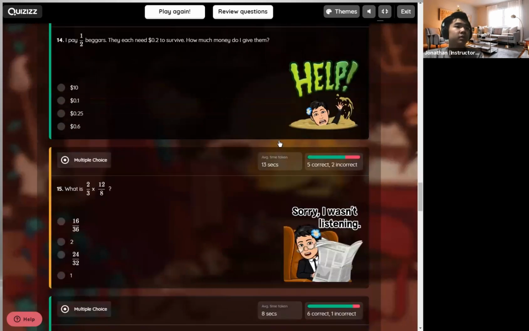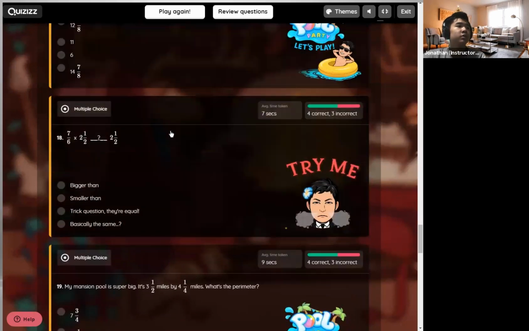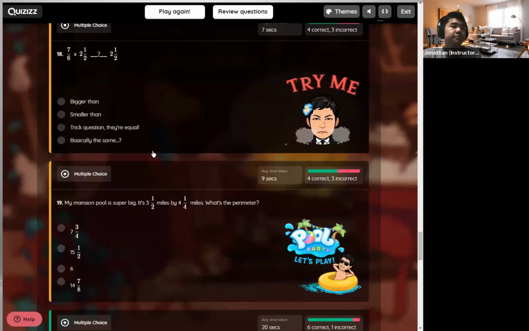Let's see. Oh yeah, so number... No, these are all two. These are okay. And then number 18. Which one's bigger? Well, if you multiplied it out, you would find out that the left side is bigger, and also a very speedy fact: if you figured out that 7/6 is greater than 1, anything that's greater than 1 and you multiply it will always have a greater number. So the answer was greater than. So that was the answer to this one.